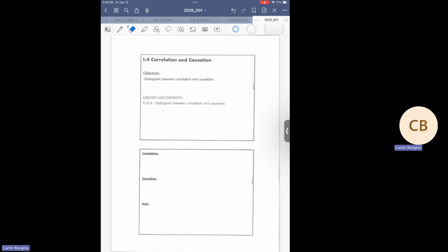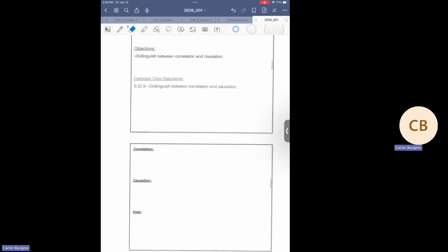Correlation is what we defined right at the beginning of this course. We said correlation was a relationship between either two variables or maybe more than two variables. So correlation: a relationship between two or more variables.